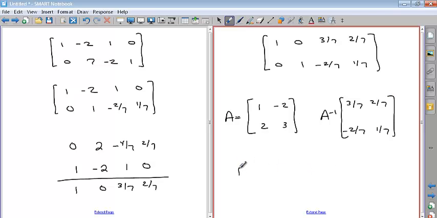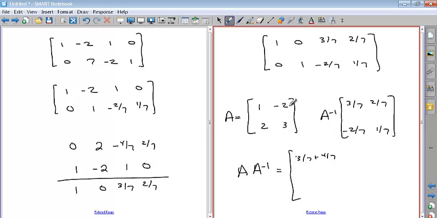Now I said if you take A and you multiply by A inverse, you should get the identity matrix. So let's just see what happens here. So it's a 2 by 2 multiplied by 2 by 2. You take this times that, so you get 3/7, and then you get -2 times -2. So that's +4, so you get plus 4/7. So this times that plus that times that. That gives you the first entry.